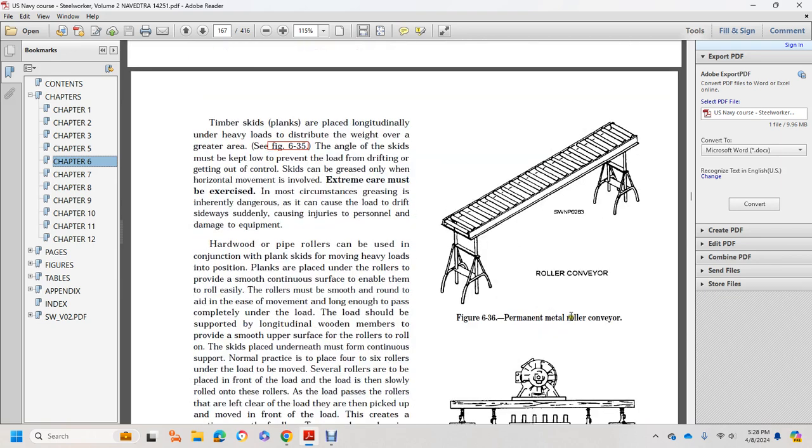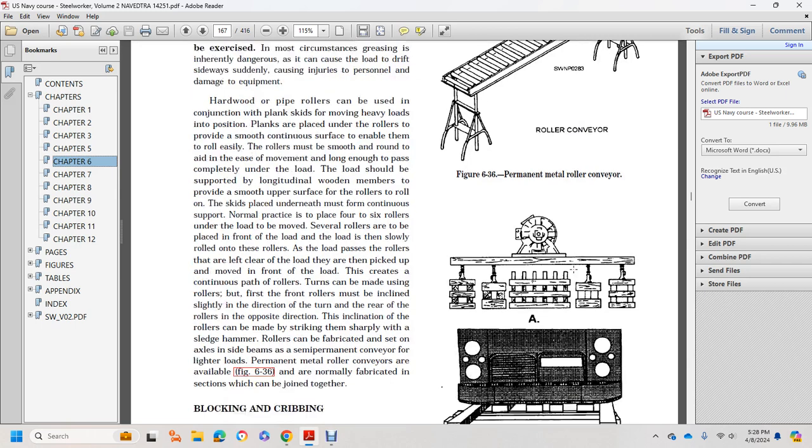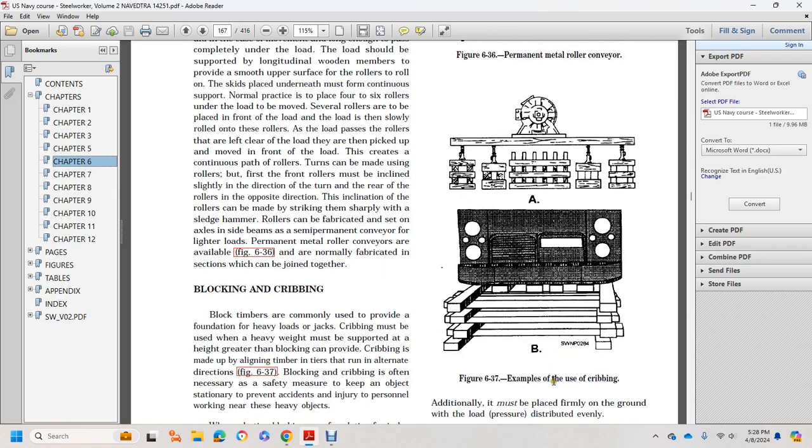Figure 636 is a permanent metal roller conveyor, a fixed conveyor. Figure 637 is an example used in cribbing.